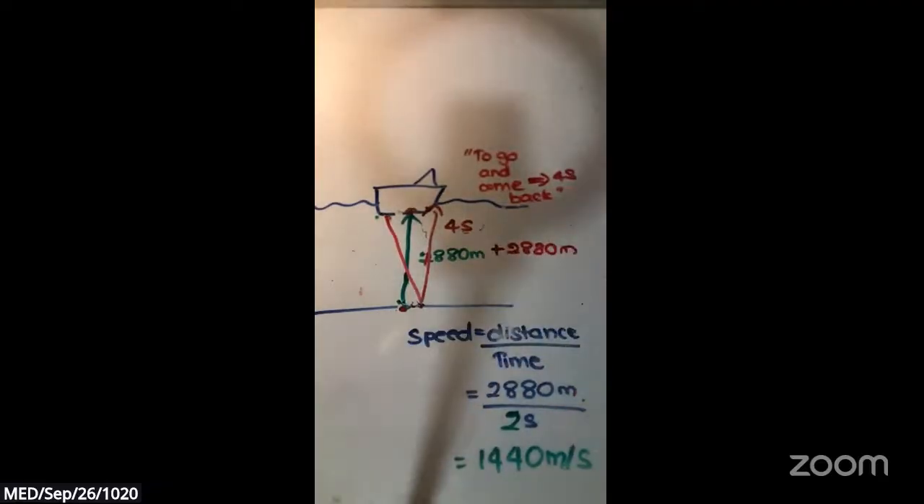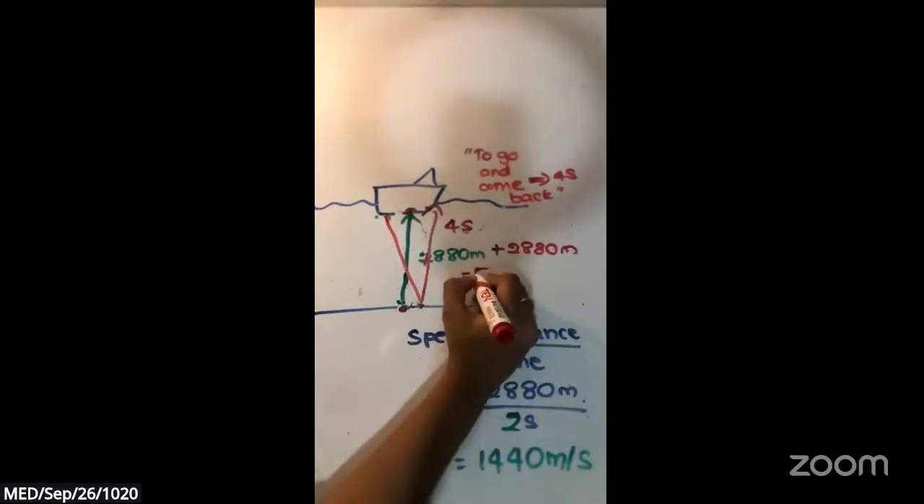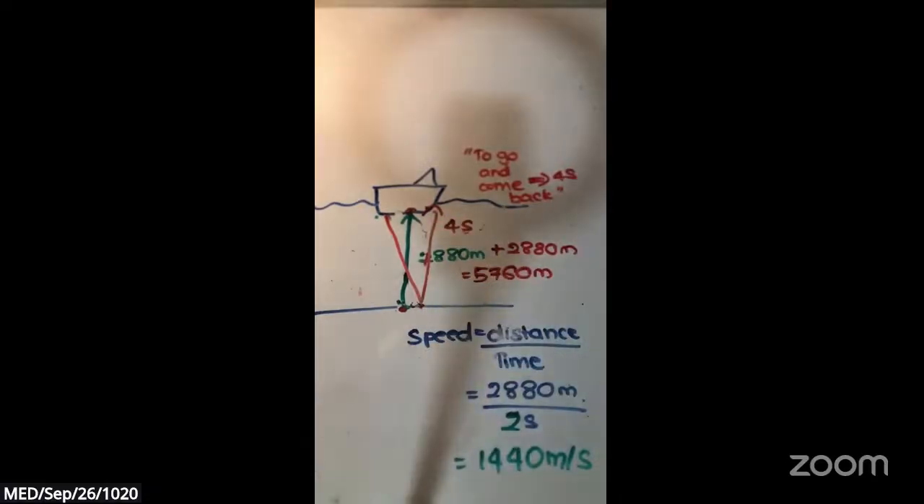That's going to be 5,760. And then you can divide it, 5,760 divided by 4 seconds. So the people who got it wrong, did you understand?